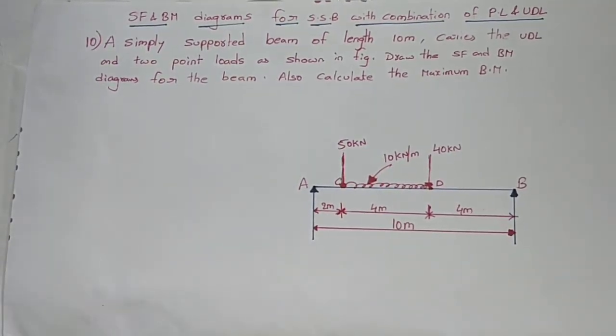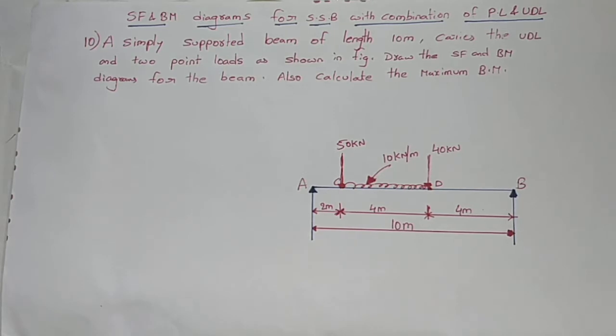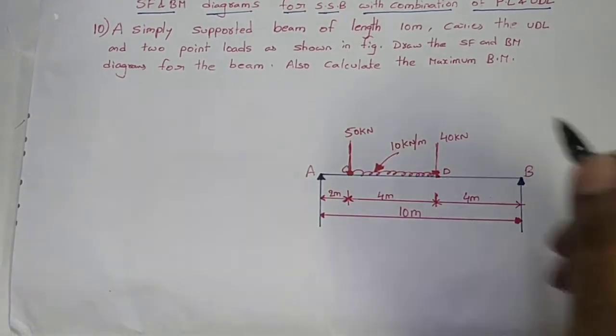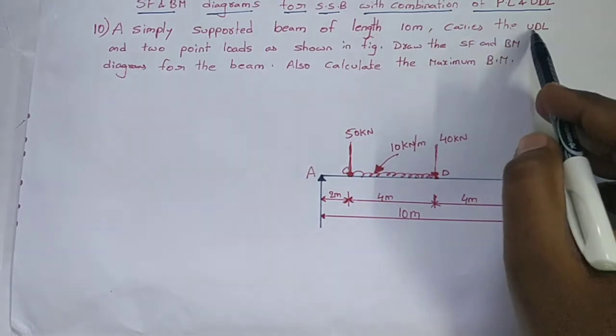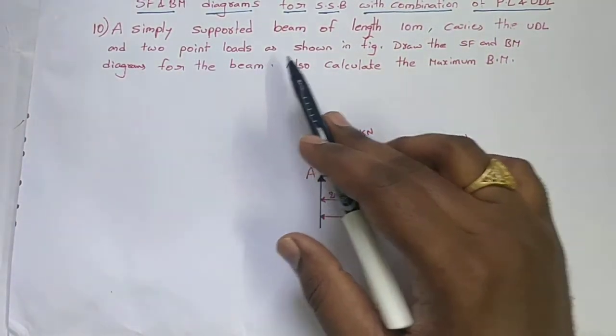Myself A. Ramanjnailu. Today I am going to explain how to draw the shear force and bending moment diagrams when a simply supported beam is subjected to a combination of UDL and point loads. Here the problem given is a simply supported beam of length 10 meters carries a UDL and 2 point loads as shown in the figure.